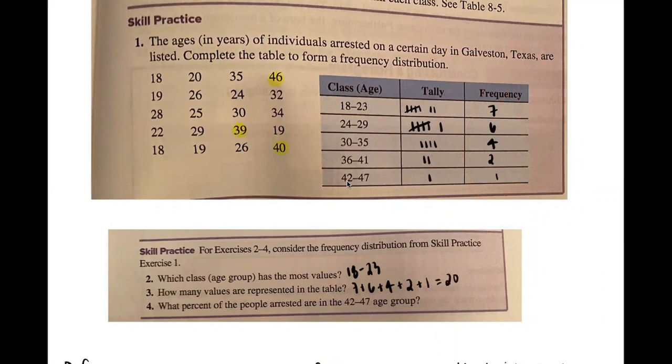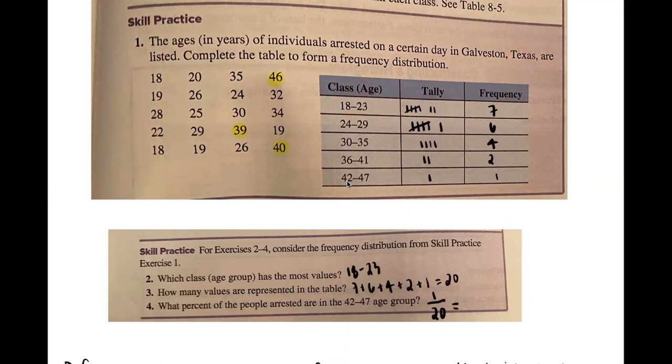And then it says, what percent of people arrested are in the group 42 to 47? Remember, when it comes to percents, one way we can get to a percent is by making a fraction and then performing long division. What we want to figure out is the part out of a whole. We know in total we have 20 people, and how many of those 20 people are in the category from 42 to 47? 1. Remember this for the final, since this could be tested.